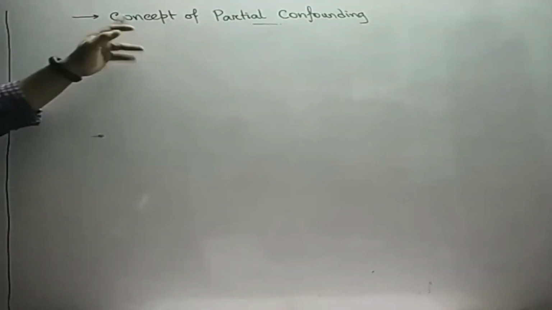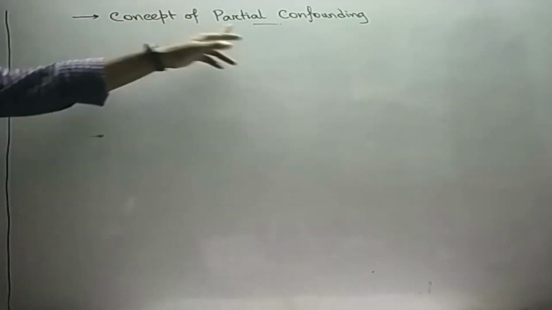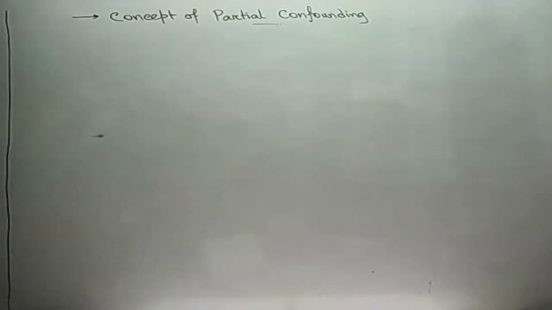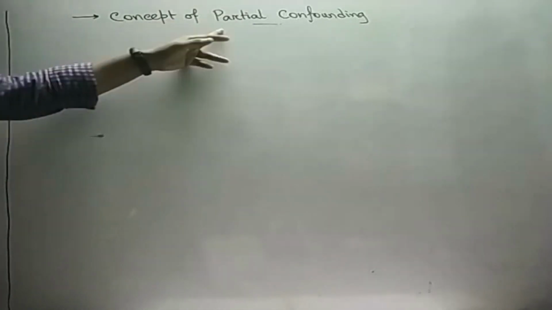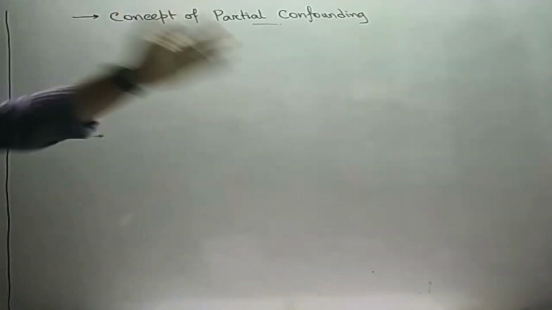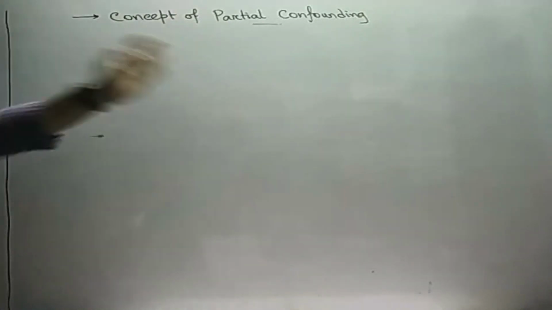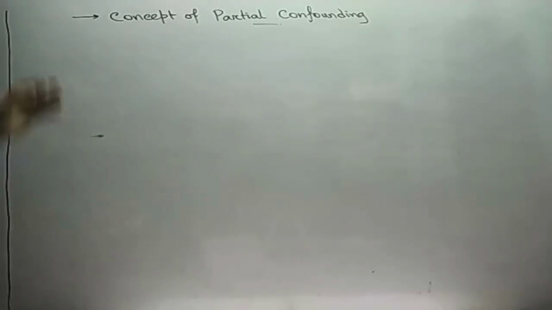Now let's go to the next concept, which is the concept of partial confounding. So what do we mean by partial confounding? I have told you that partial confounding means that in each replicate, or at least in 2 different replicates, we have different confounding effects. So let's have an example for that.